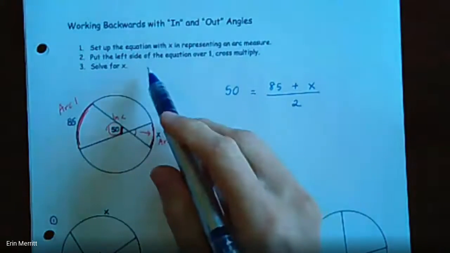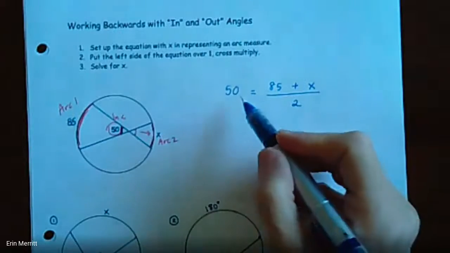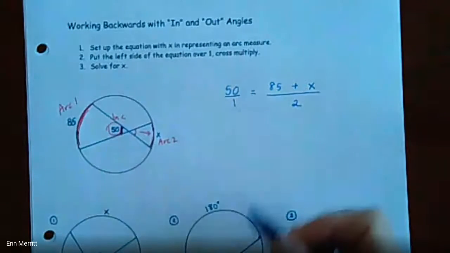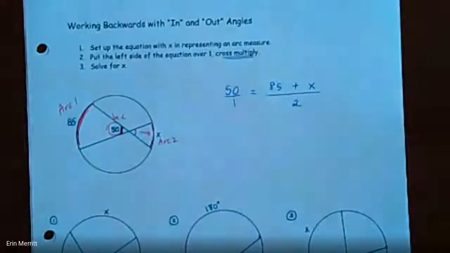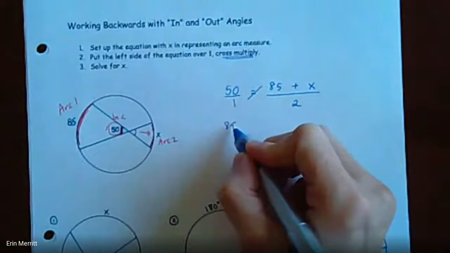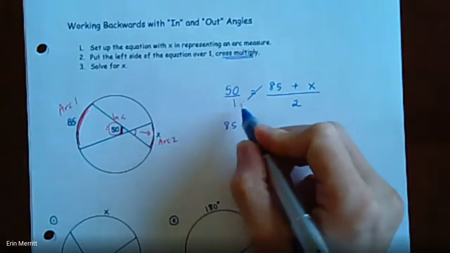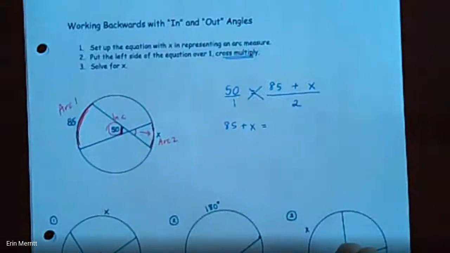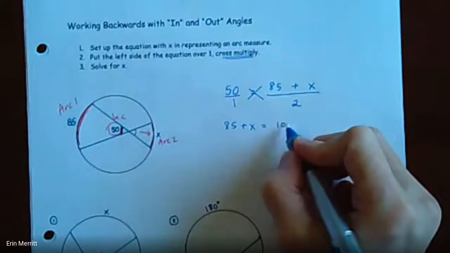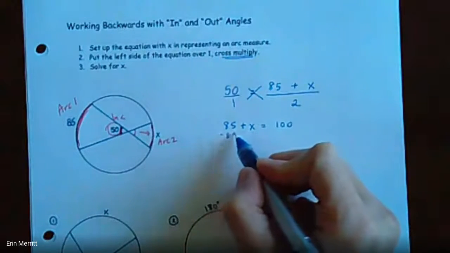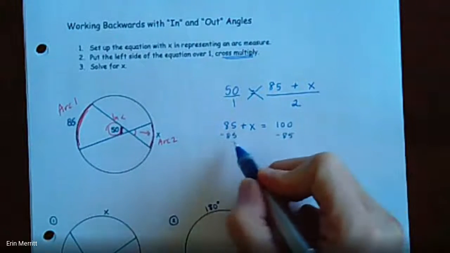Now when it says put the left side over 1, it just means let's make this thing a proportion. So if I put 50 over 1, now I can cross multiply. So when you cross multiply, 85 plus x times 1 just stays 85 plus x. And then we get 50 times 2, which is just 100. Last step to get x alone, subtract that 85 out.